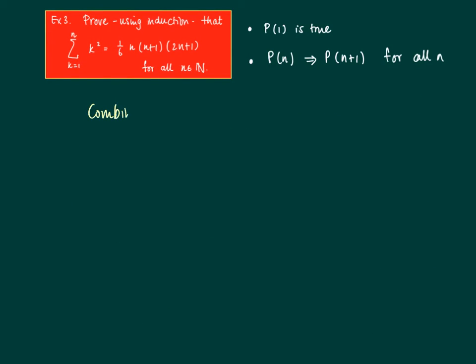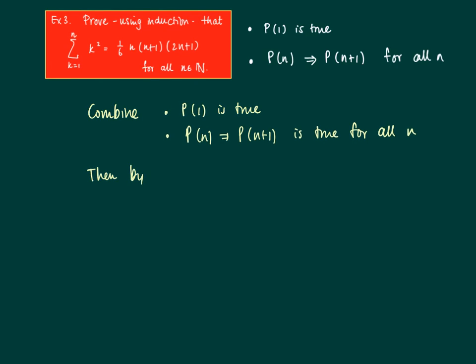So now we have two steps. P(1) is true, and from P(n) we have P(n+1) for all n. Yeah, so we have two stages. So now we can conclude that the domino effect works: the first stone will fall, and if the nth stone falls, the (n+1)th stone will fall. So this means that the whole sequence of infinite domino stones will fall. Then by induction we see that P(n) is true for all n.